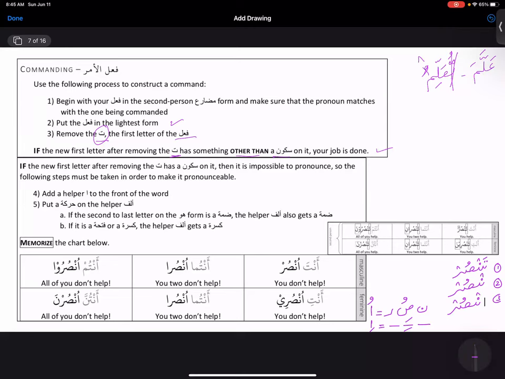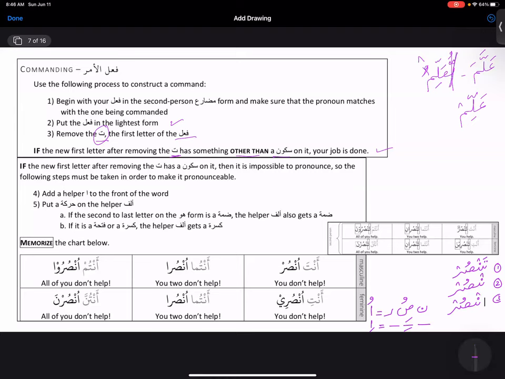And what is left behind now? Can I read this word? No, it is starting with a sukoon. We cannot read it. It's not Alim. How is it starting with sukoon? What do you remove? You remove the ta.